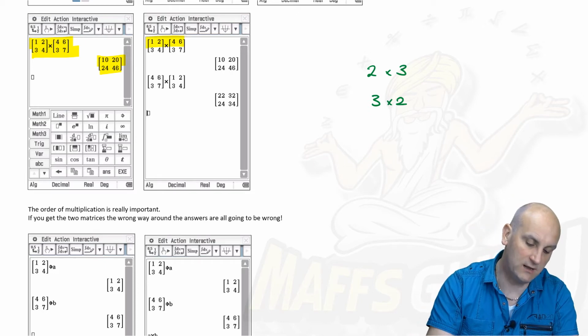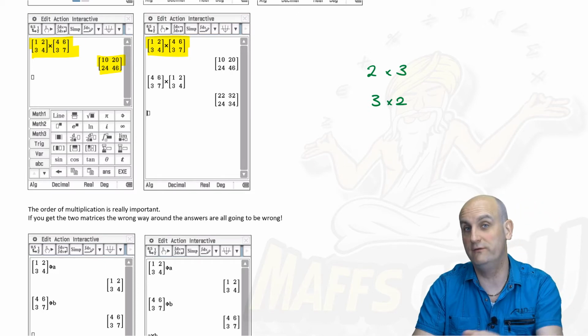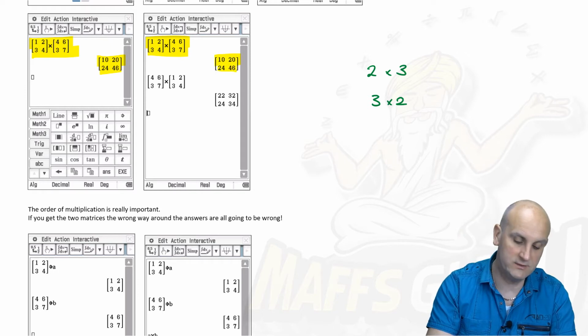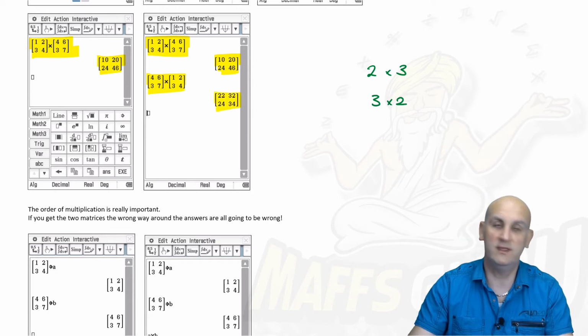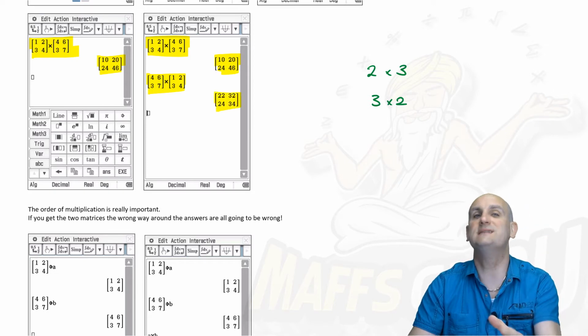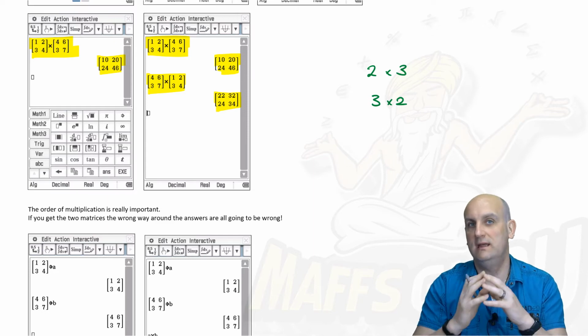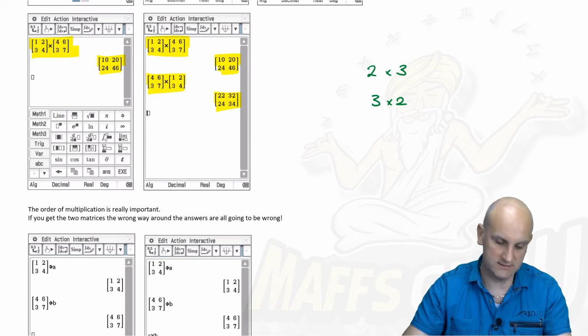So if you notice here, I've got the matrices as 1, 2, 3, 4 first. That gives me the answer we just expected. If I swap the order of the matrices, 4, 6, 3, 7 comes first, you'll notice we end up with a very different answer. Now, why is that important to me? Because later on, it's going to be useful to us.